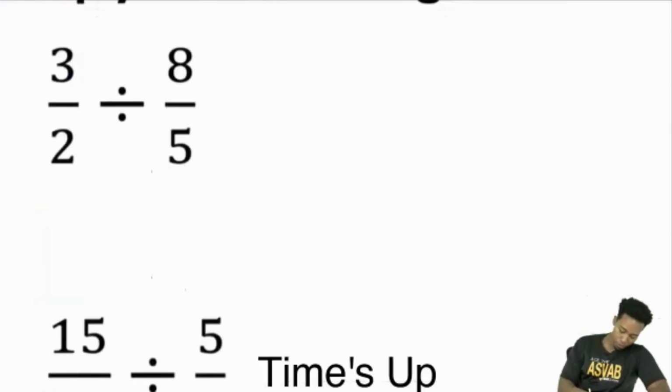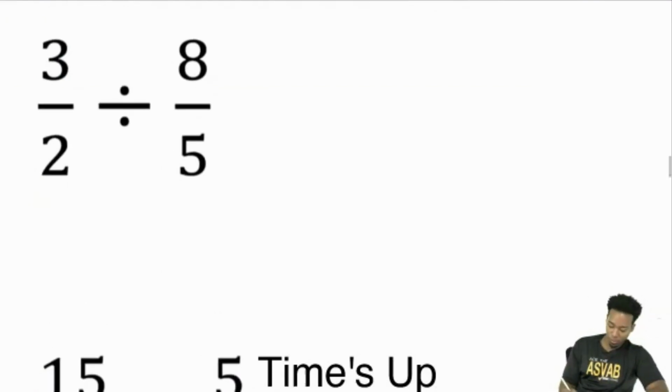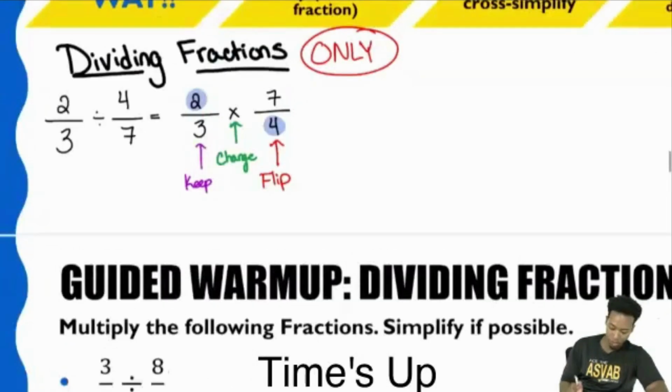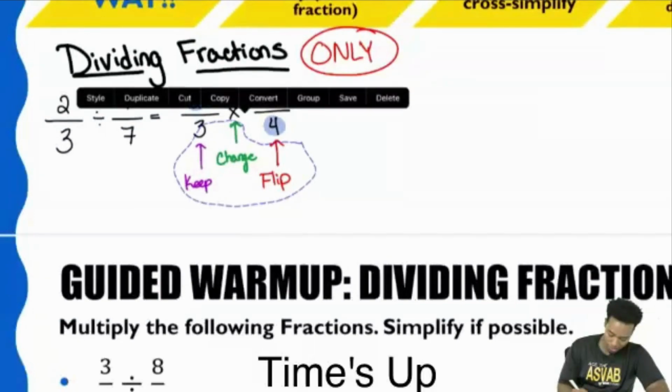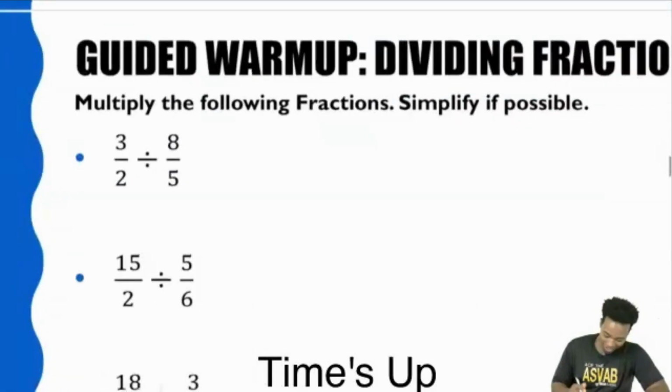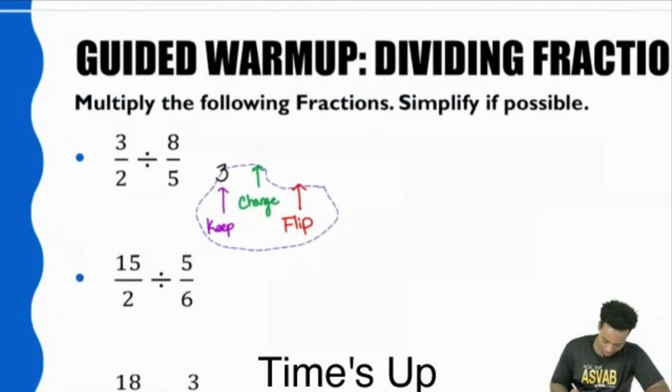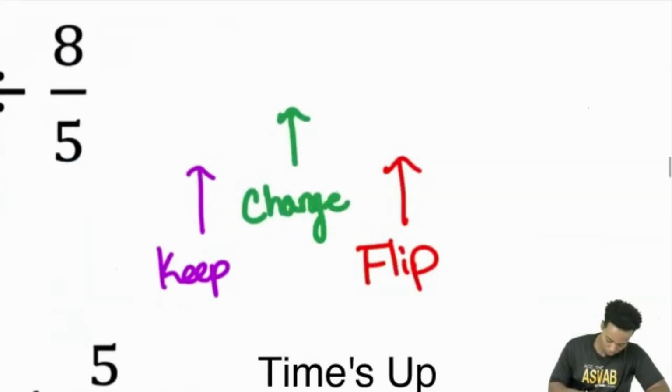Let's go. So 3/2 divided by 8/5. So we're going to incorporate keep, change, flip. But you guys know me, I don't like to put in effort twice. So I'll go ahead and copy that, and I'm going to put this right over here. So it looks like we got, boom.